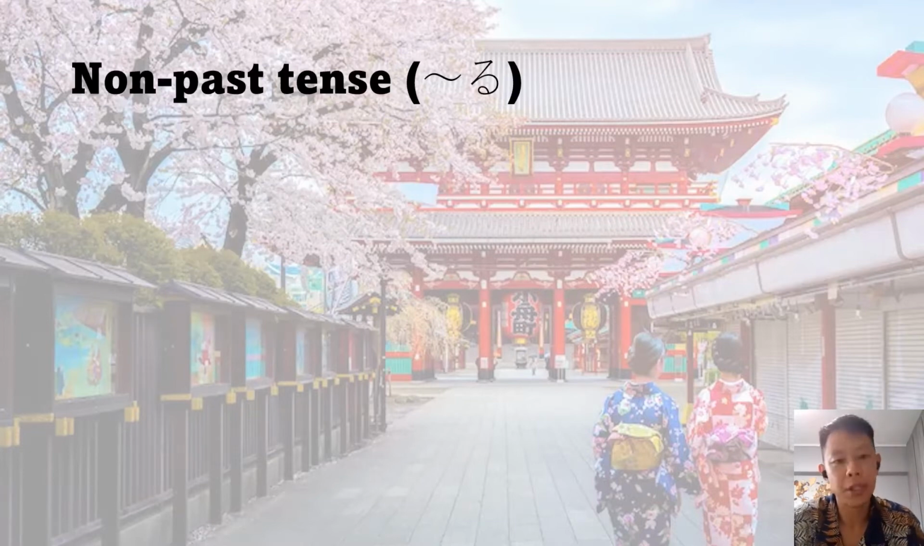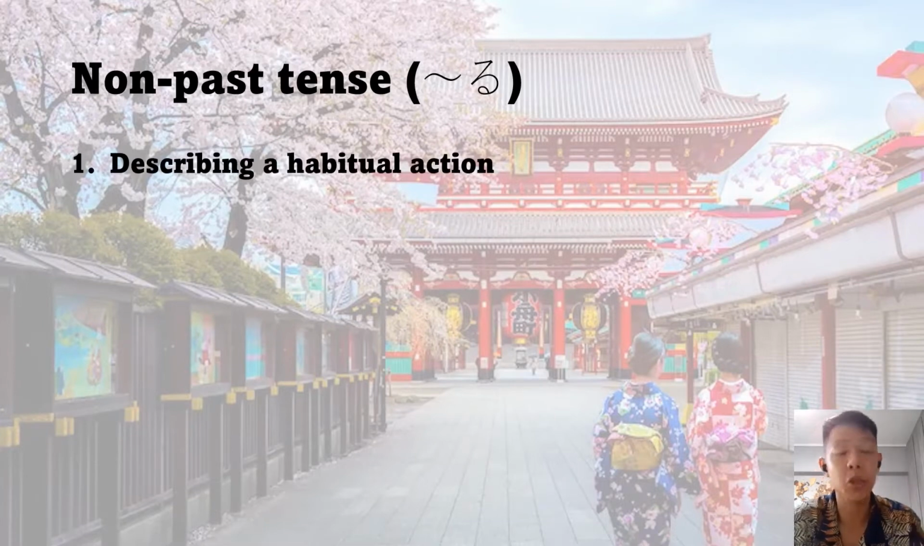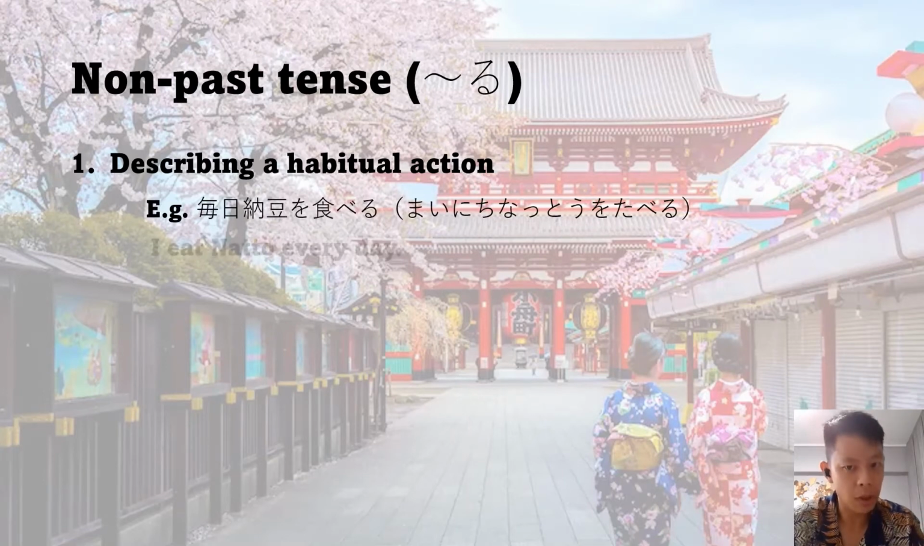So first, let's take a look at the non-past tense. When do we use this non-past tense? We use this non-past tense when we are describing a habitual action, something that you do every day. For example, I can say 毎日納豆を食べる. This means that I eat natto every day.